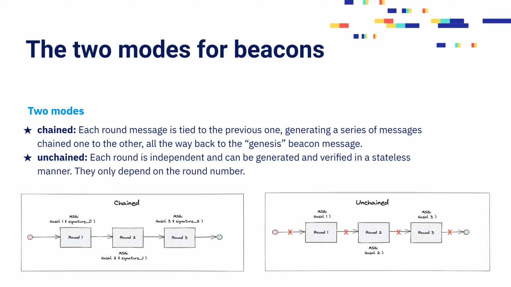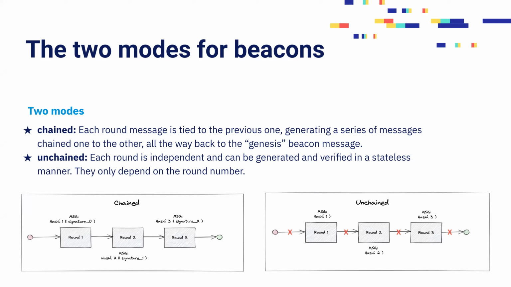Now, in February 2022, no, wait, was it in May? I don't remember the date. Anyway, last year, we launched an unchained mode on testnet, and that unchained mode is slightly different in the sense that the message that is getting signed by the group is not the hash of the current round and the previous signature. Instead, it's just the hash of the current round.